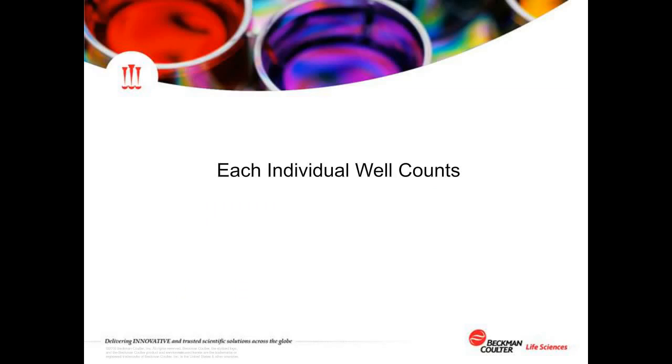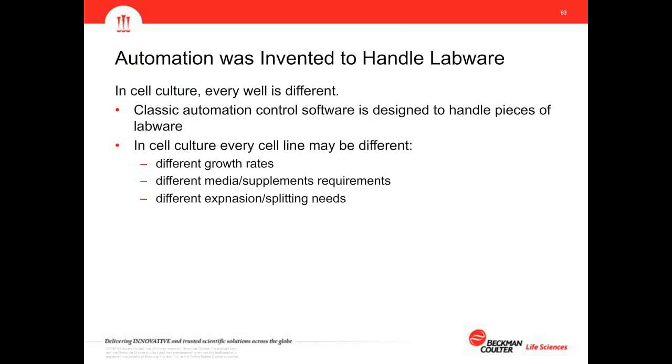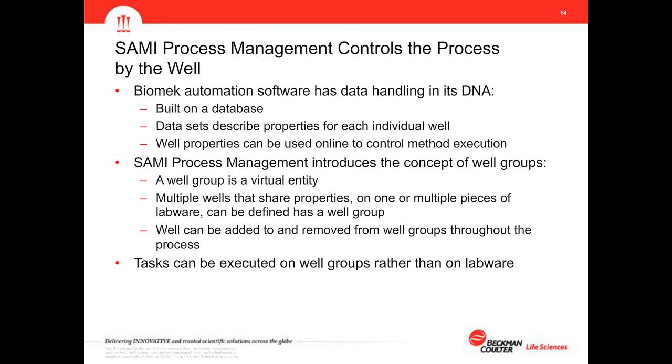Also in cell culture, it is very important that each individual well does count. Classic automation control software is designed to handle pieces of labware. In cell culture, every cell line, which is represented by a well, may be different. Different growth rates, different media supplement requirements, expansion splitting needs. And SAMI process management does exactly that. It controls the process by the well.